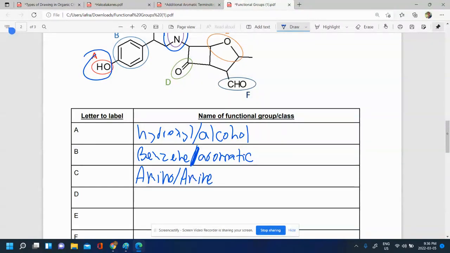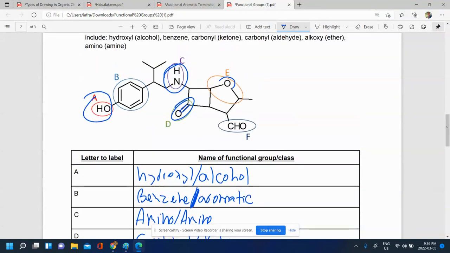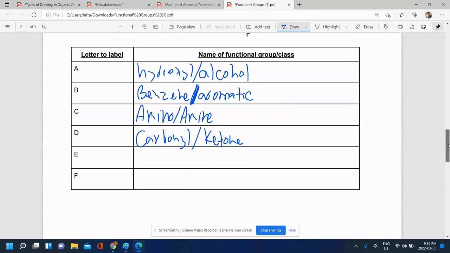For D, we have a double bond O. This is a carbonyl group. And since it's in the middle like that, not at the end of a molecule, that molecule would be a ketone. For E, it looks like one of those alkoxy groups, because it's just the O in the middle of a molecule, not double bonded. And so that would make your molecule an ether.